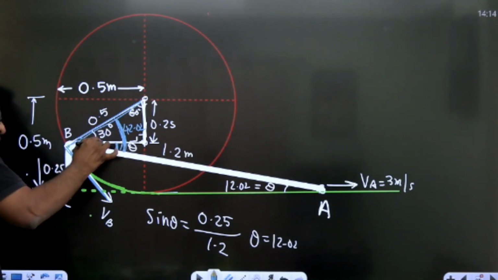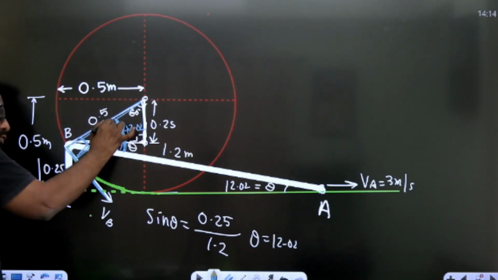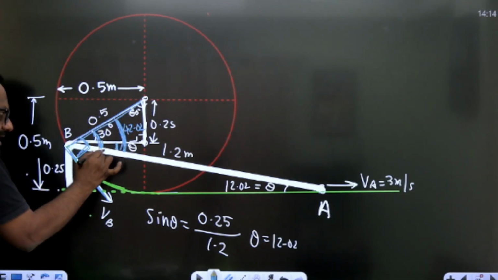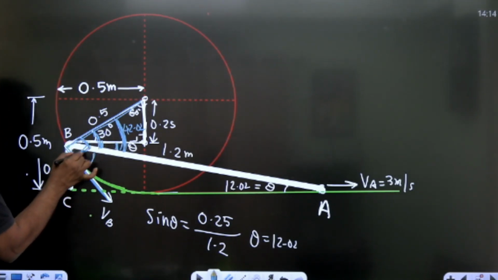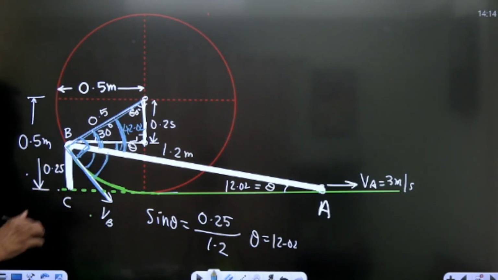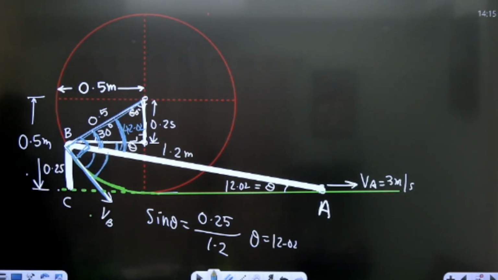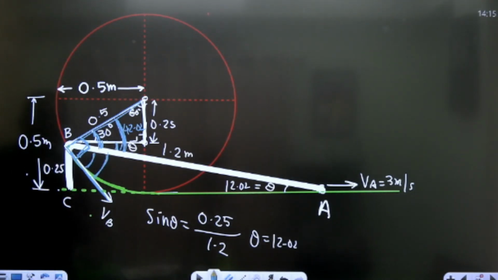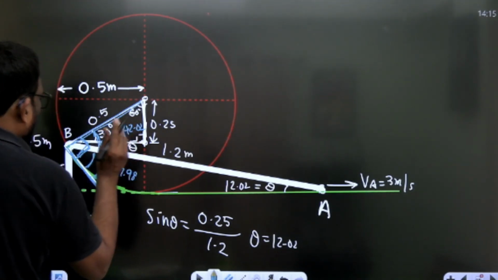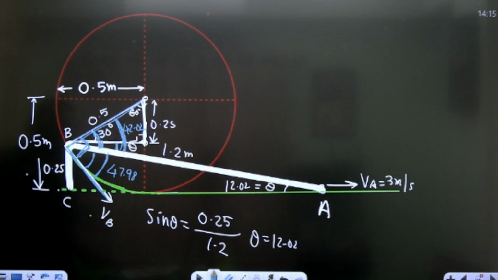But this is 12.02 and this is 30. This total is 42.02 and this total is 90. This total is 90, this is 42.02, remove it from 90. From 90 if I remove 42.02, I get this angle. So what is that angle, sir? How much is it coming? 90 minus 42.02 is 47.98. Now there's a problem, sir.